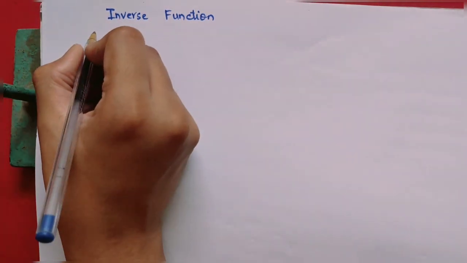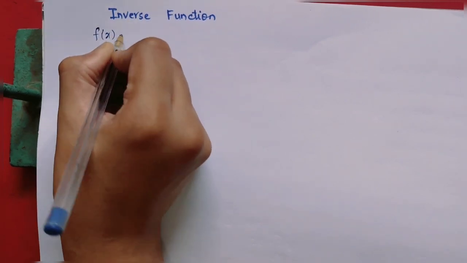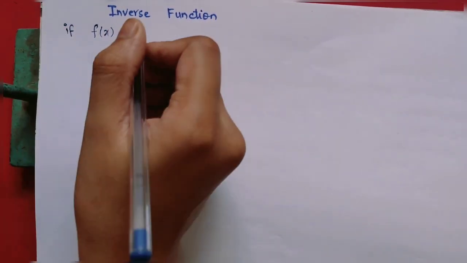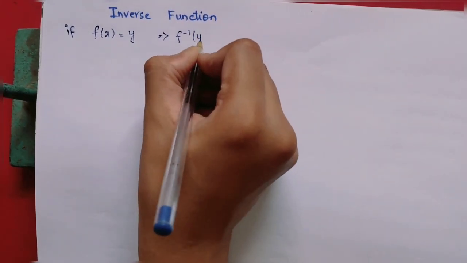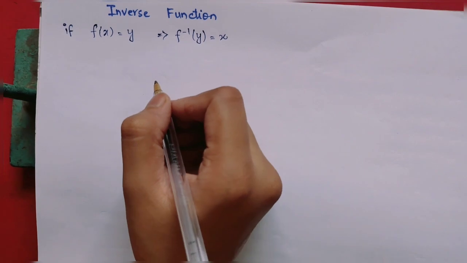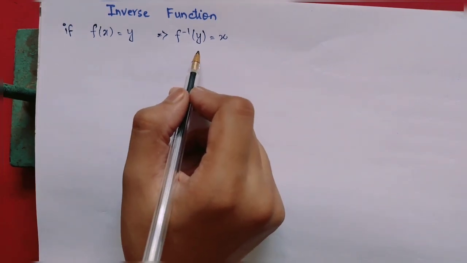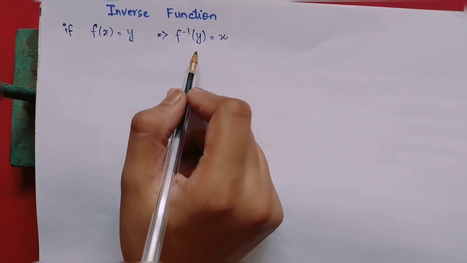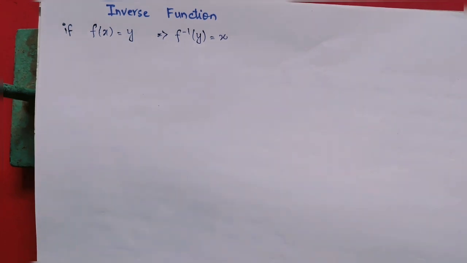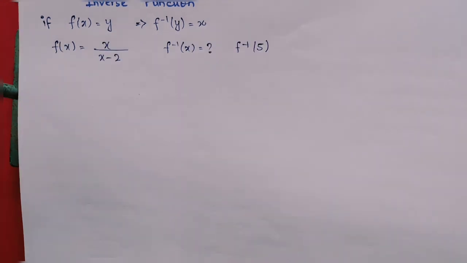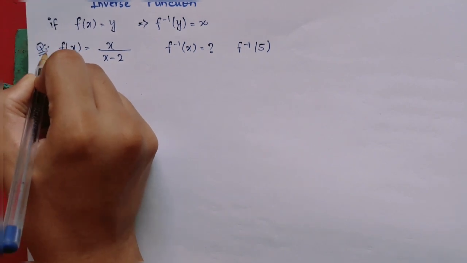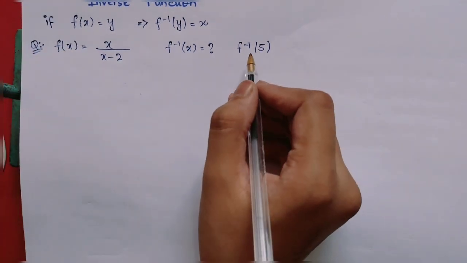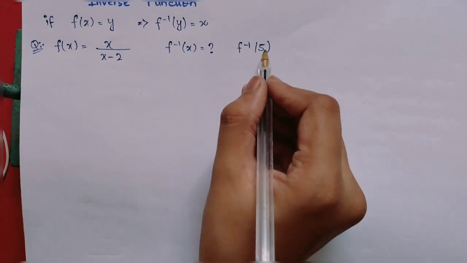So you know that if f of x is equal to y, then when it becomes inverse, you write f inverse of y is equal to x. This form you have to remember. We use it in the questions as well. Now let's see an example, so you will get to know how we find the inverse of a function. The question you are given is f of x is this, and you have to find f inverse of x and then find the value of f inverse of 5.